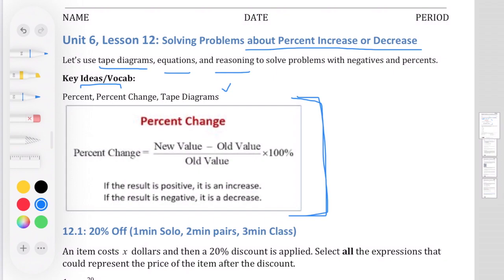So percent change, we have our new value and we subtract our old value from it, and then we divide it by our old value. That will give us a decimal, and then we're going to multiply it by 100% to get our percentage. If the result is positive, it's going to be an increase, and if the result is negative, it's going to be a decrease. So take a couple minutes, pause the video, and jot that down into your classwork, please.